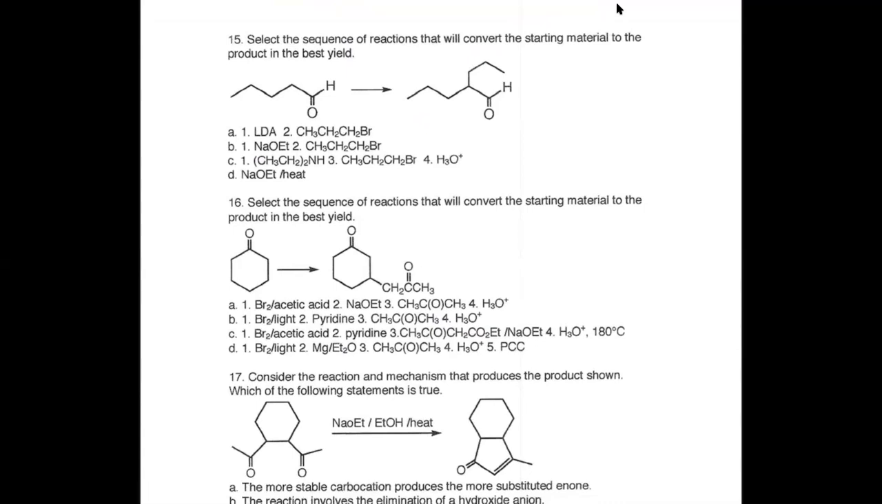It says to select the sequence of reactions that will convert the starting material to the product in best yield. So this is just a small pseudo synthesis question here. We start with an aldehyde. What do we see as the difference between our starting material and our final product?